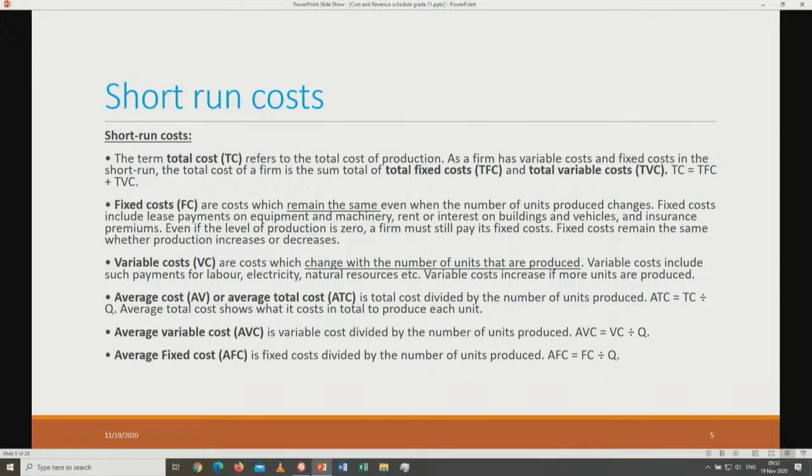As you can see in the formula here, average cost is equal to your total cost, which, remember, is the sum of fixed cost and variable cost. You take your total cost and divide it by Q, which stands for the number of units produced, the quantity produced. You'll be dividing the total cost by the quantity produced, and then you will arrive at the average cost of your business.